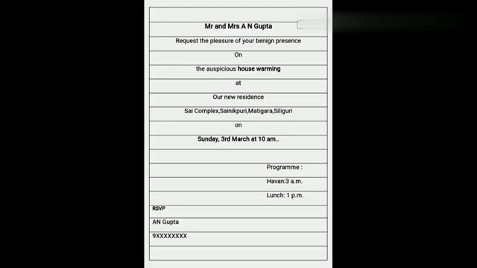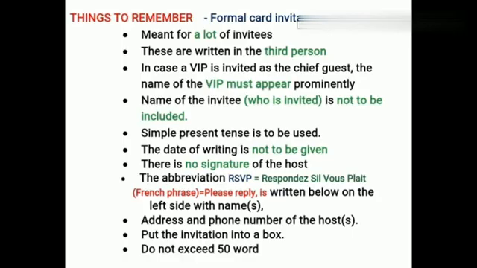So let us see what we have to remember before writing the card which I have shown you just now. First point is, a card is meant for a lot of invitees. So many people will be called through the card. Number 2, these are written in the third person. Third person means he, she and they.